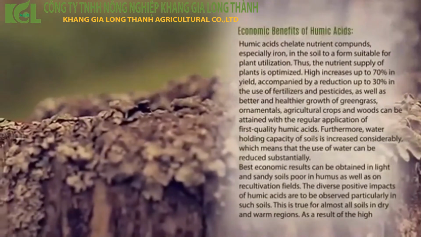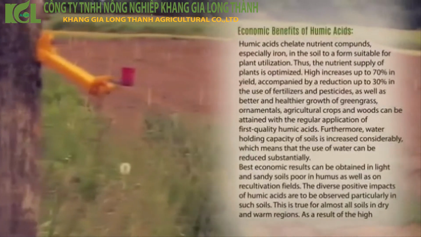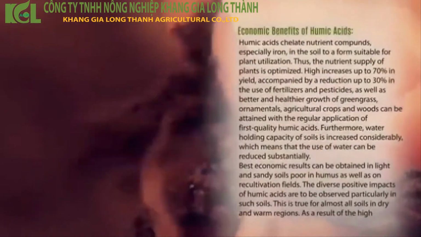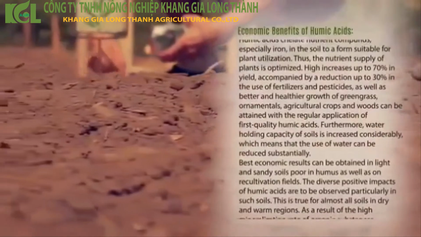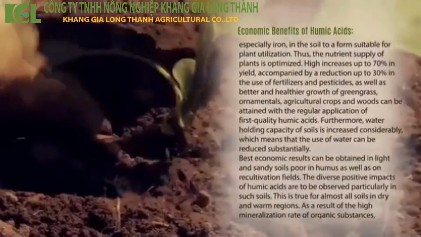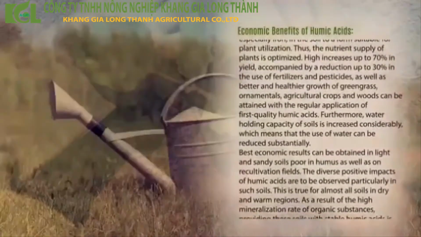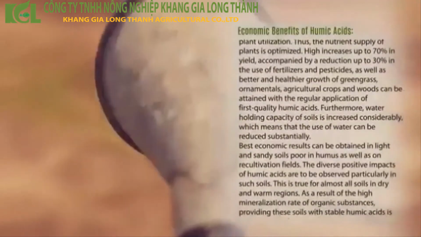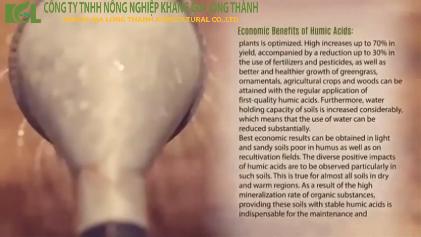Humic acids chelate nutrient compounds, especially iron, in the soil to a form suitable for plant utilization. Thus, the nutrient supply of plants is optimized. High increases of up to 70% in yield, accompanied by a reduction of up to 30% in the use of fertilizers and pesticides, as well as better and healthier growth of green grass, ornamentals, agricultural crops and woods, can be attained with the regular application of first-quality humic acids.